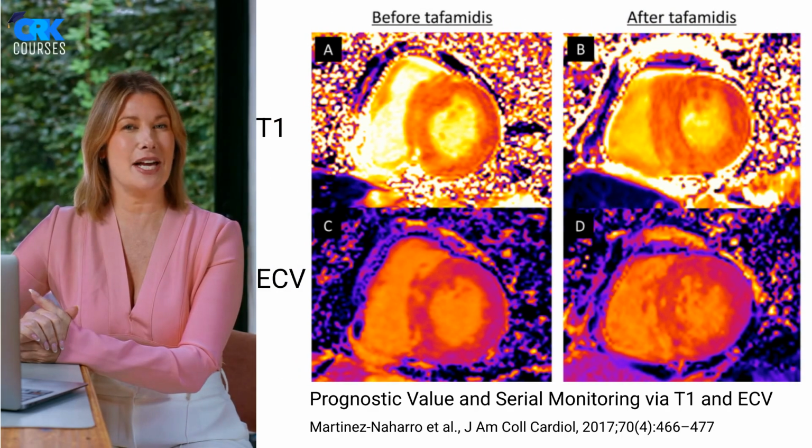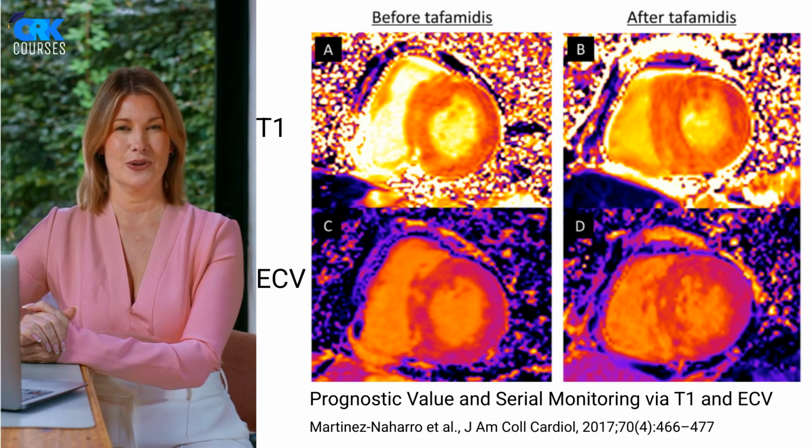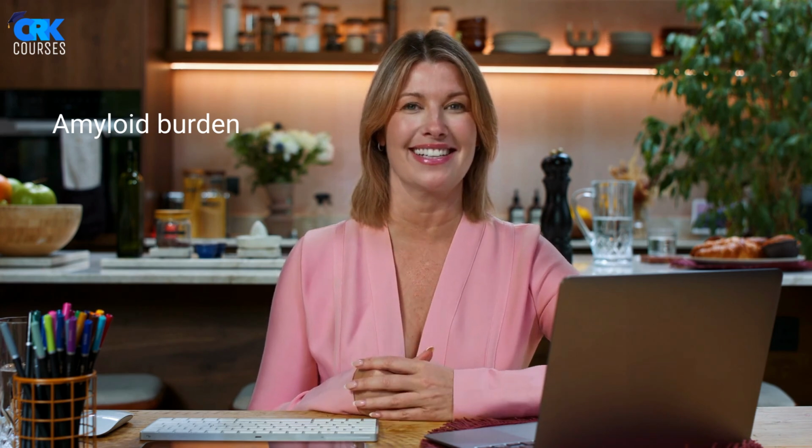This demonstrates how CMR not only aids diagnosis, but also plays a central role in longitudinal care. Importantly, T1 and ECV changes may precede structural abnormalities, enabling earlier detection, particularly in mutation carriers. Together with LGE, T2 mapping and perfusion imaging, they contribute to a multiparametric approach covering amyloid burden, fibrosis, edema, and ischemia. This comprehensive profile allows for nuanced diagnosis and personalized disease monitoring.